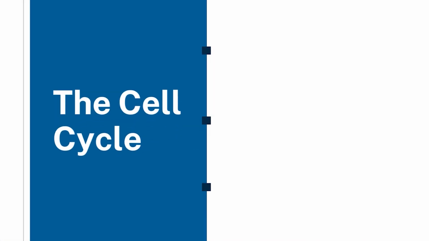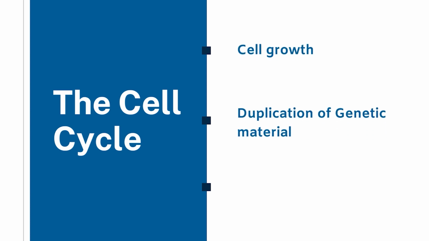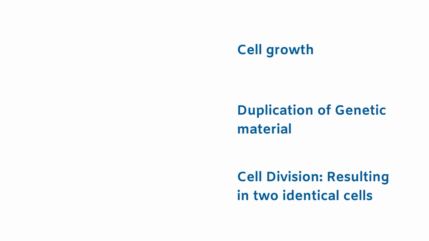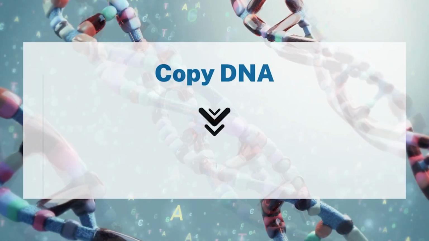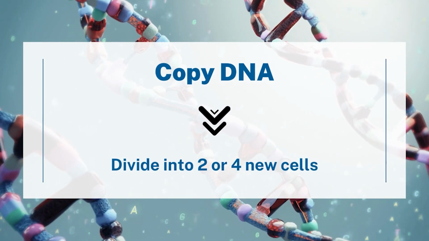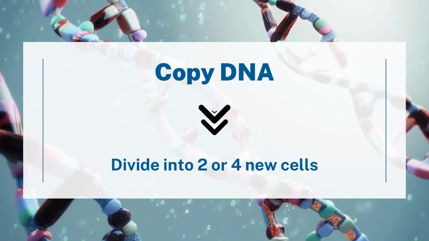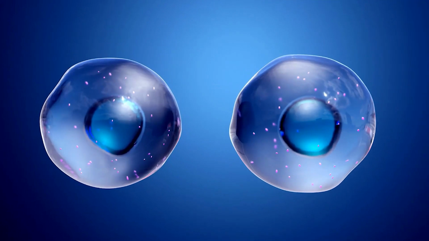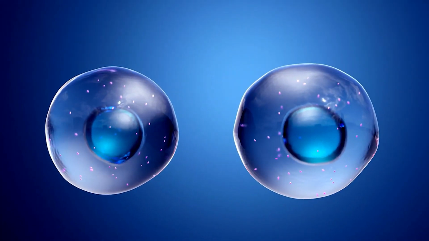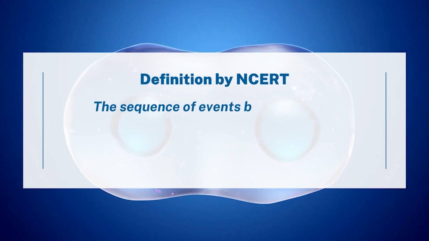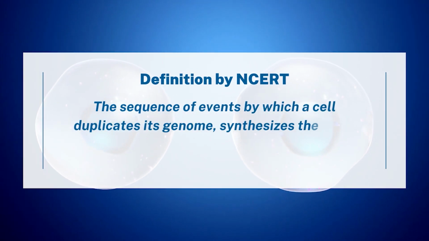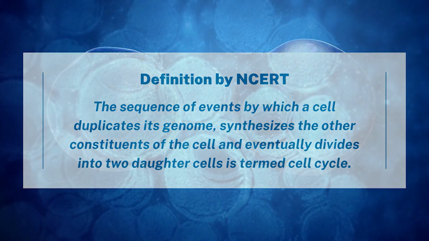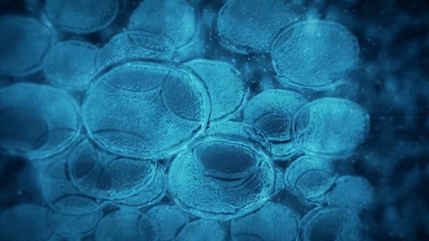The cell cycle is a series of steps that involves cell growth, duplication of genetic material, and cell division resulting into identical cells. In other words, a cell goes through different steps to grow, copy its DNA, and divide into 2 or 4 new cells. This is what we call the cell cycle. Now, let's take a look at the definition of cell cycle given by NCERT. The sequence of events by which a cell duplicates its genome, synthesizes the other constituents of the cell, and eventually divides into 2 daughter cells is termed cell cycle. Pretty simple to understand now, right?